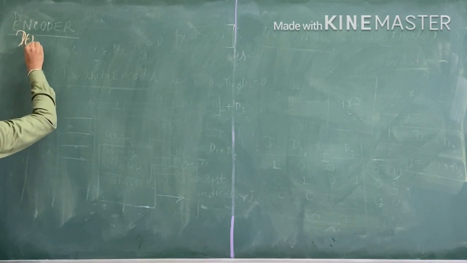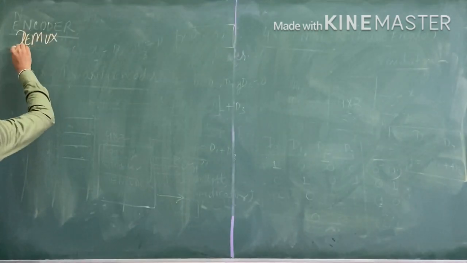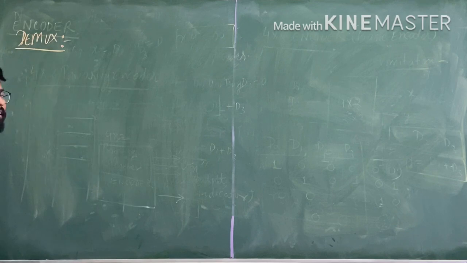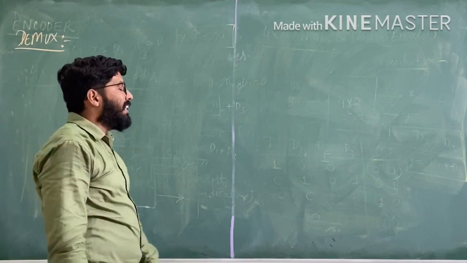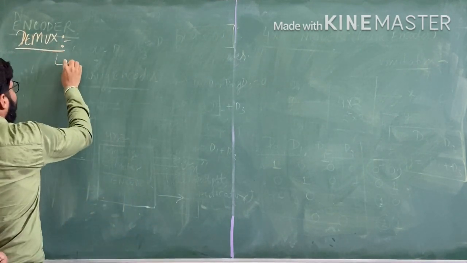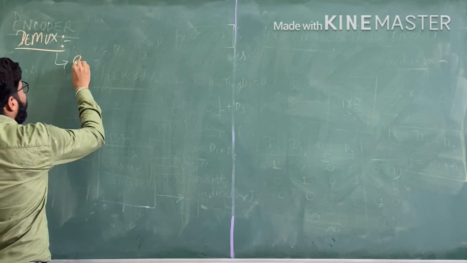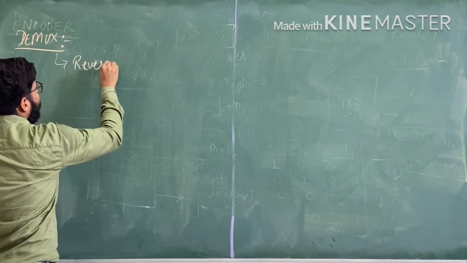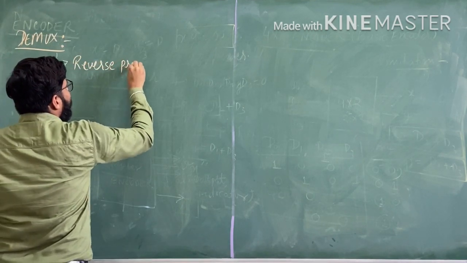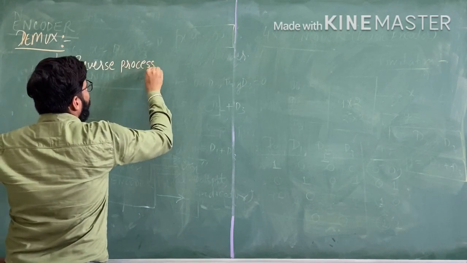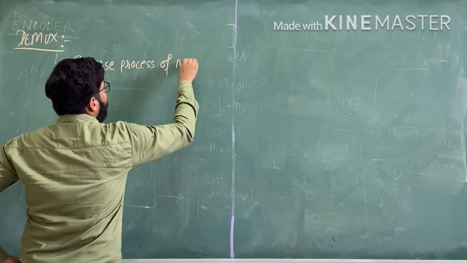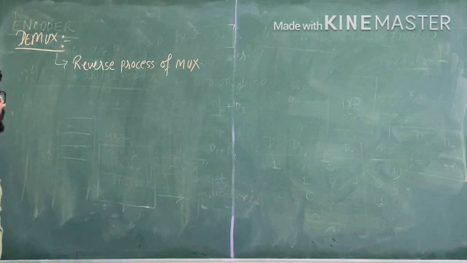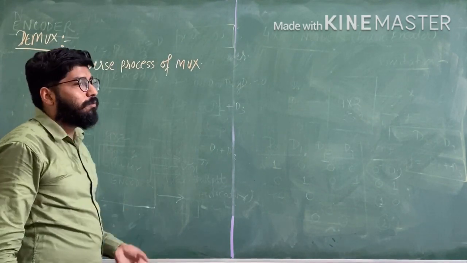Demux. Put a heading demux. Demux is also called a demultiplexer. So demultiplexer is a reverse process of mux.